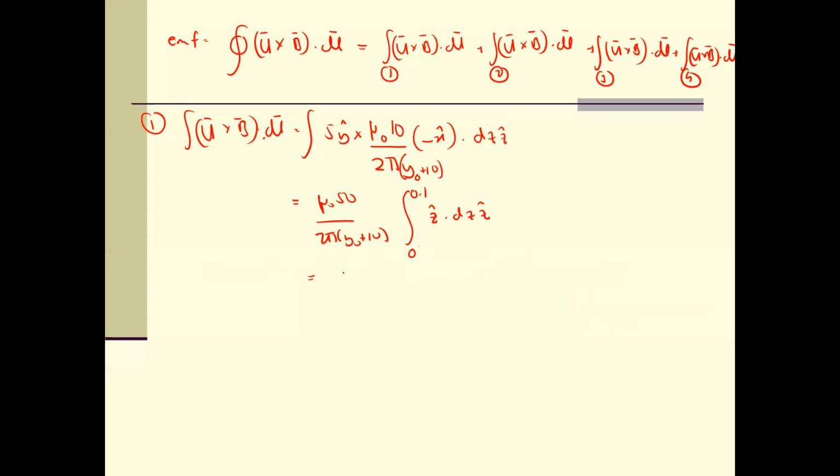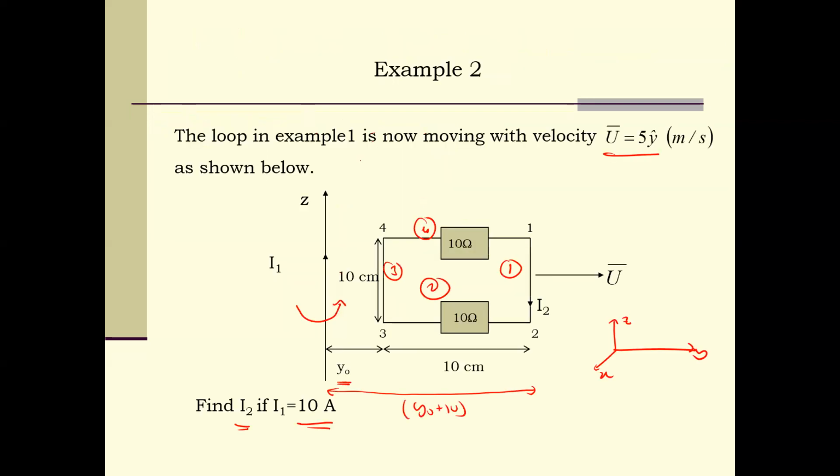For that, we're going to have mu naught times 50 divided by 2 pi Y naught plus 10, and that will give us 0.1. As such, we have mu naught 5 divided by 2 pi Y naught plus 10. That should be the EMF generated in volt unit. This is due to side number 1.